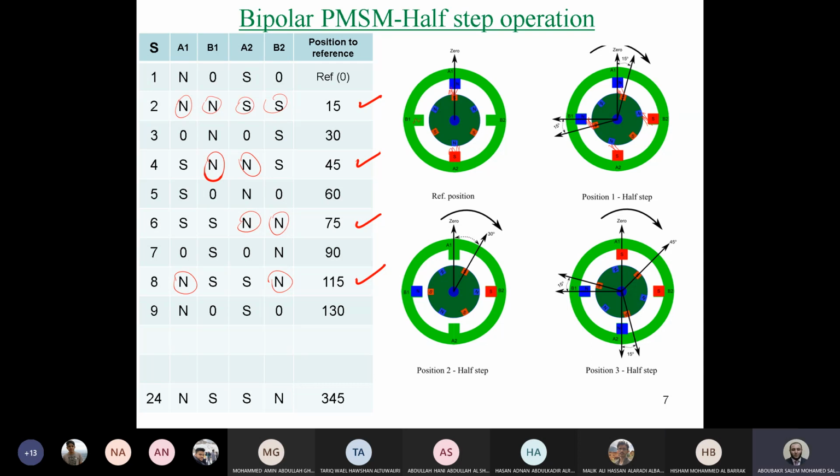A different configuration now in permanent magnet, bipolar motor or unipolar motor. Is it clear? Yes, it's clear, but I have a question, Doctor. Go ahead. What is the benefit of bipolar compared to unipolar?